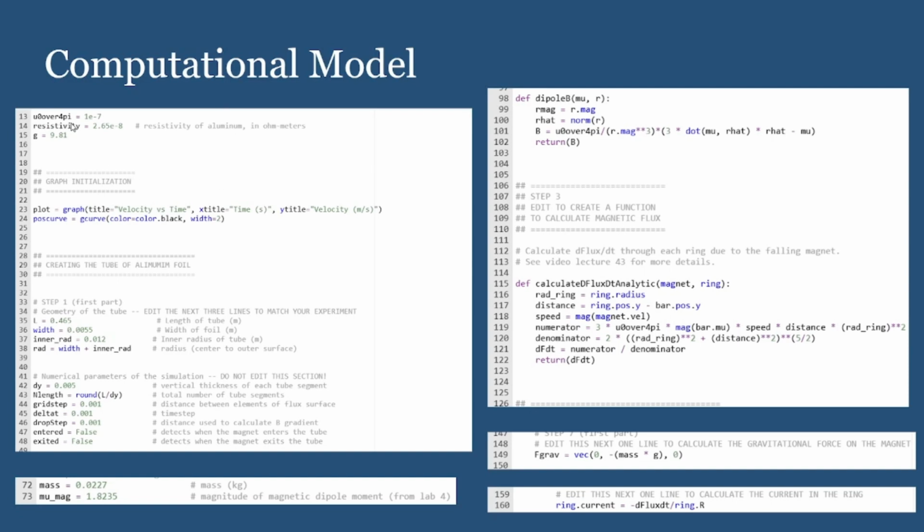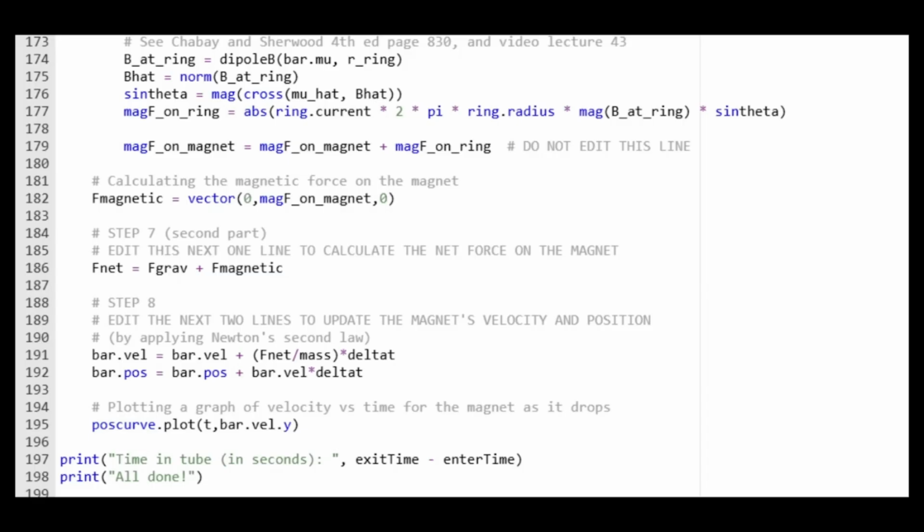Here's my computational model. Here are the values that I told you earlier, the mass and the mu mass. Here's the equation for the magnetic dipole moment or field, and that is the equation that I showed you before. Then we have the dflux/dt, and that once again is the equation that I showed you before. Gravity is negative mg, like we talked about before, and then the current once again is the resistivity times the current is equal to the change of flux.